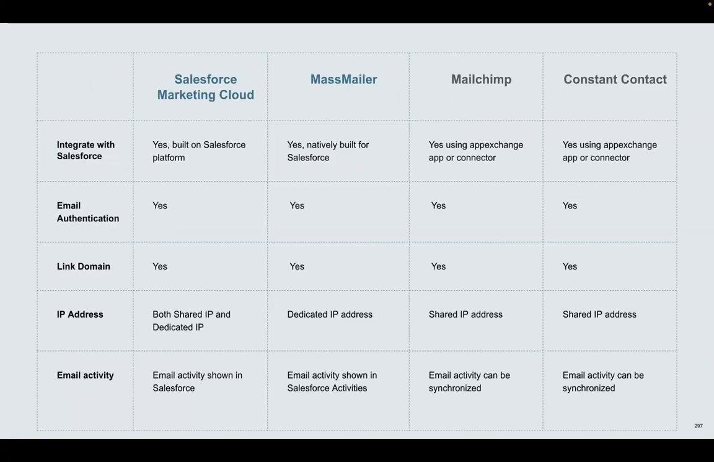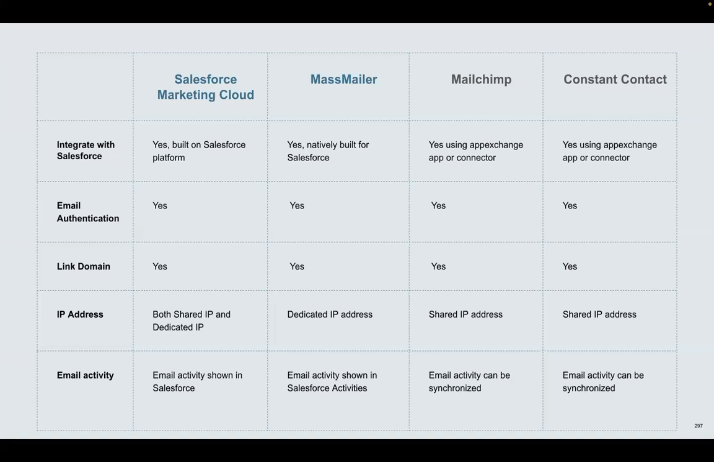And we'll go through the high-level feature comparison, starting with the integration. Again, as I mentioned, Salesforce Marketing Cloud and MassMailer are natively built platform solutions for Salesforce, versus MailChimp and Constant Contact, where you need an AppExchange app or a connector to make sure they work well. For authentication, whether email authentication, link authentication, or domain authentication, you can do IP authentication as well. You can do all of that in all these platforms.